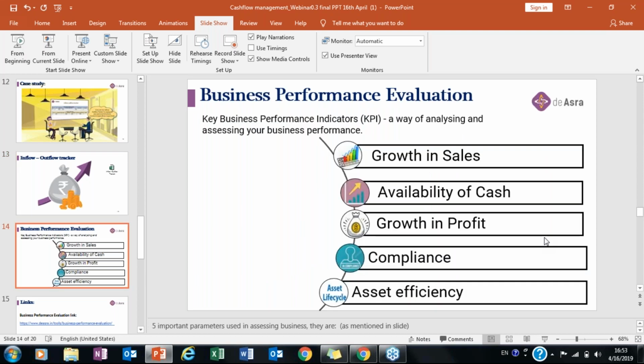Now, as we saw, the 5 important parameters for the business, as the first slide mentioned, are the key performance indicators, that is the KPIs, a way of analyzing and assessing your business performance. So we saw availability of cash. The first major KPI is growth in sales. Second is availability of cash, on which we just spoke for the last few minutes. Then is growth in profit, then comes compliance, and then comes asset efficiency.